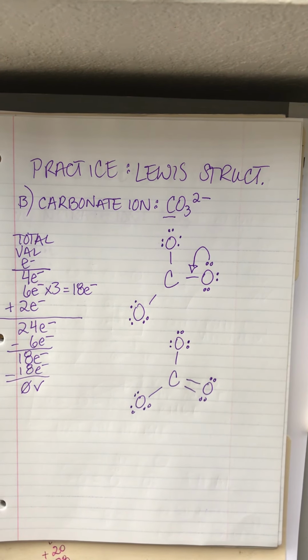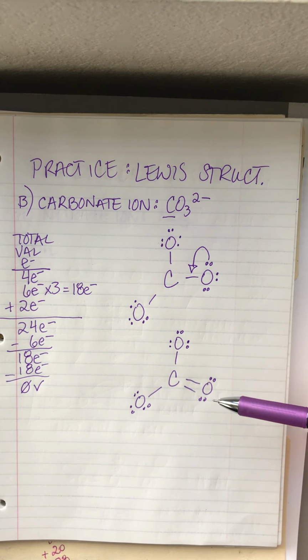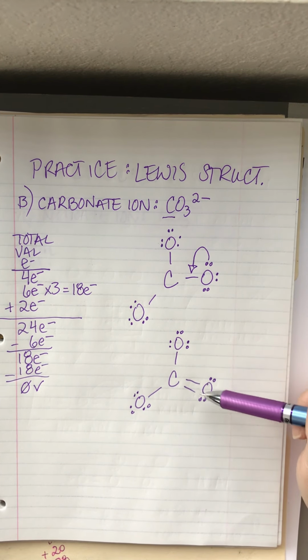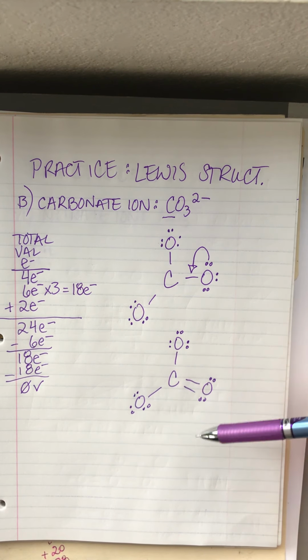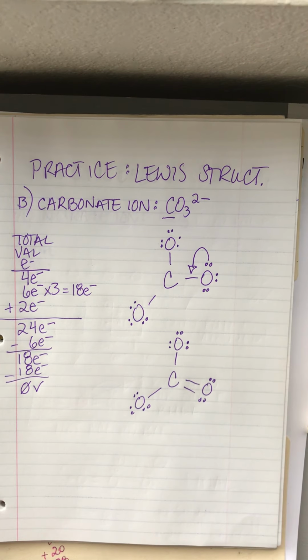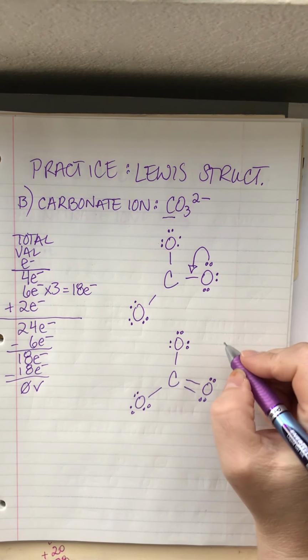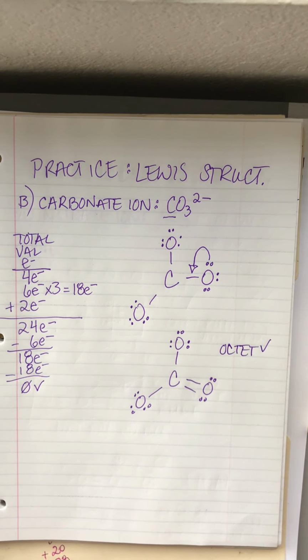Now we'll reevaluate the octet rule. So we have 2, 4, 6, 8 electrons around this oxygen, 2, 4, 6, 8 around this oxygen, 2, 4, 6, 8 around this oxygen, and 2, 4, 6, 8 around carbon. So now everybody has their octet satisfied, right?